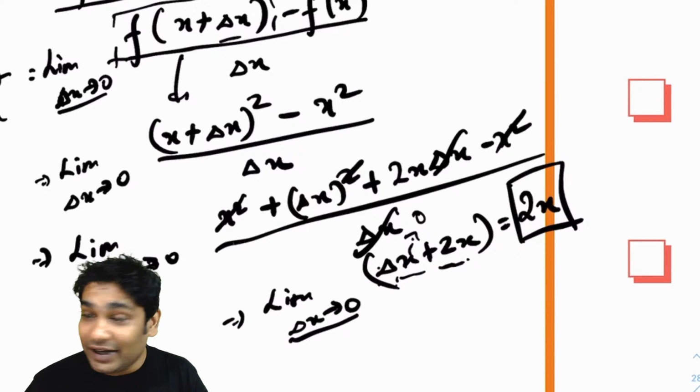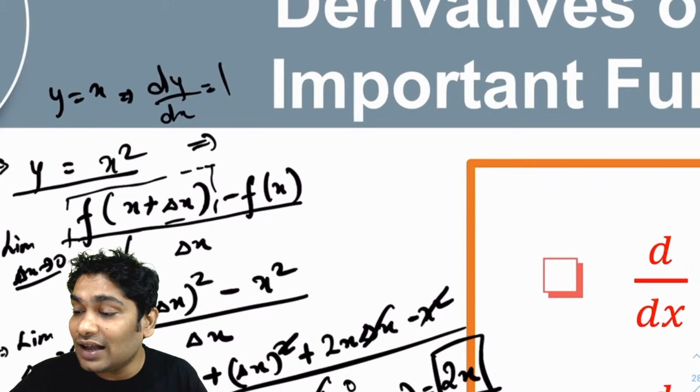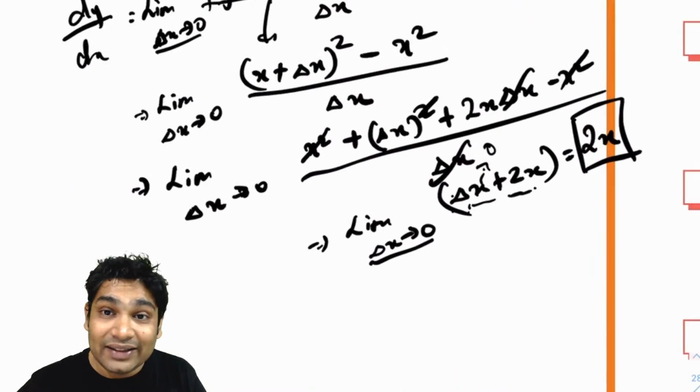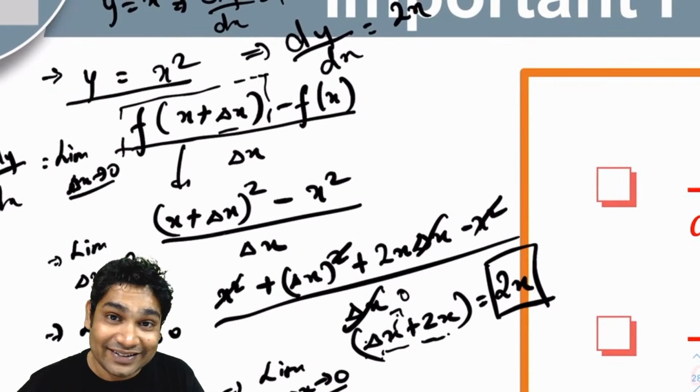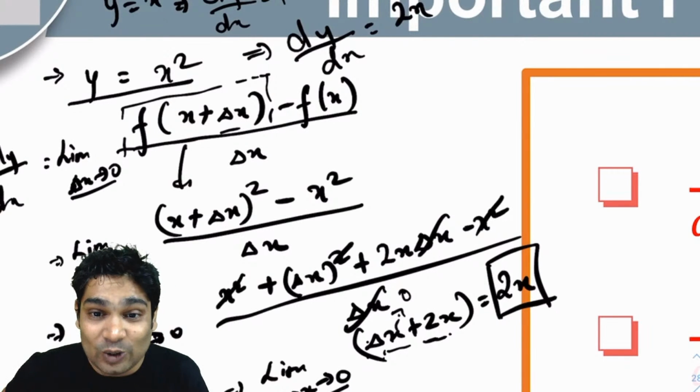So that is how you get your differentiations. So now you can write for this dy over dx equals 2x. Now you saw how lengthy it is to calculate dy over dx, right? So I can't keep doing this every time I want to find the slope, alright?